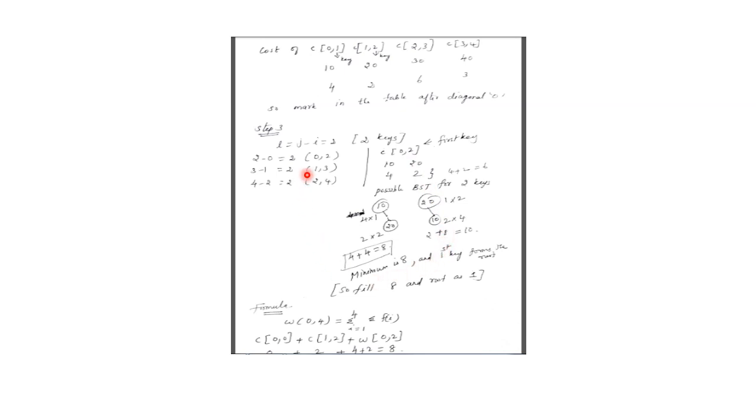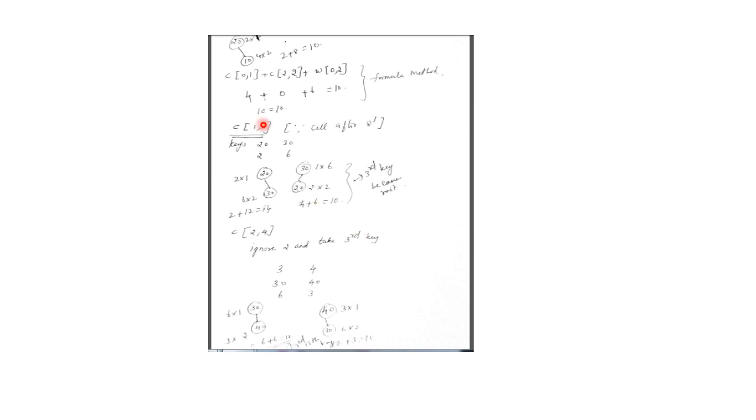This is the shortcut method for computing the optimal value. Now we can try this by using the formula. W of 0, 4 is equal to sigma i is equal to 1 to 4 sigma Ri. In this formula we will substitute this value, C of 0, 0 plus C of 1, 2 plus W of 0, 2. We will get the value of 8. Since both values are similar, the computation done by us is correct.